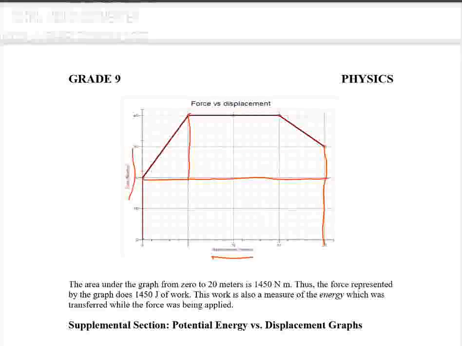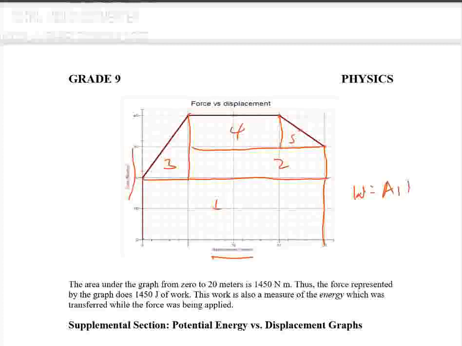Vertically, this one is a triangle, and this one is what? Rectangle, triangle, and rectangle, triangle. Therefore, area 1, area 2, area 3, area 4, area 5. If you can divide it in such a manner, finally, work done is equal to what? The sum of all these areas.